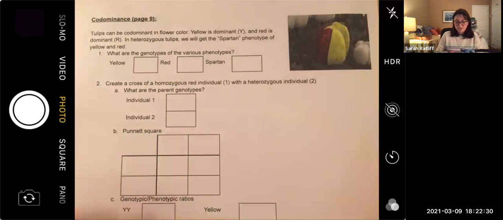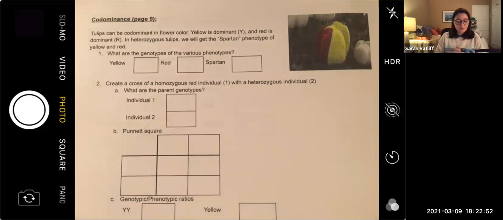All right, yours should be in color if you have your computer open. But red is also dominant. Heterozygous tulips, we will get what we call the Spartan phenotype of yellow and red. Both yellow and red are present separately. We're not mixing to get orange. No, we have both yellow and red there.